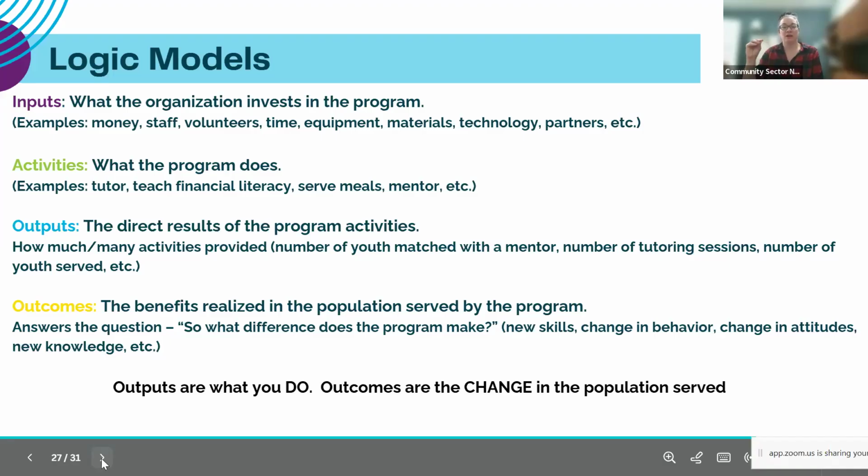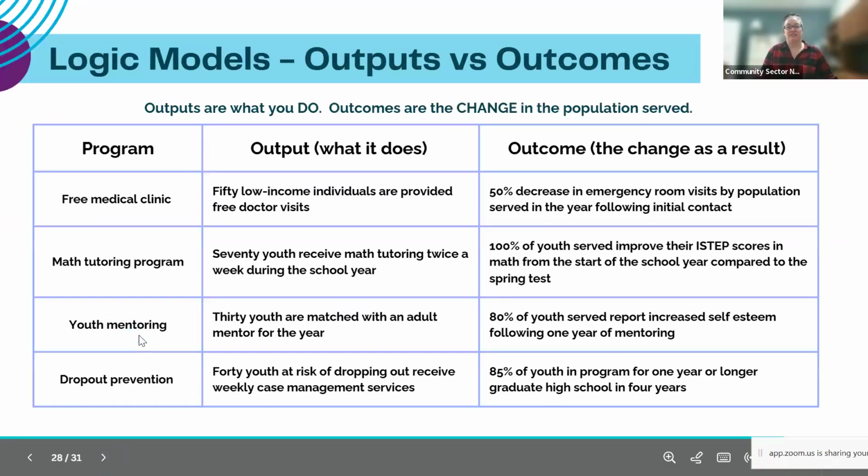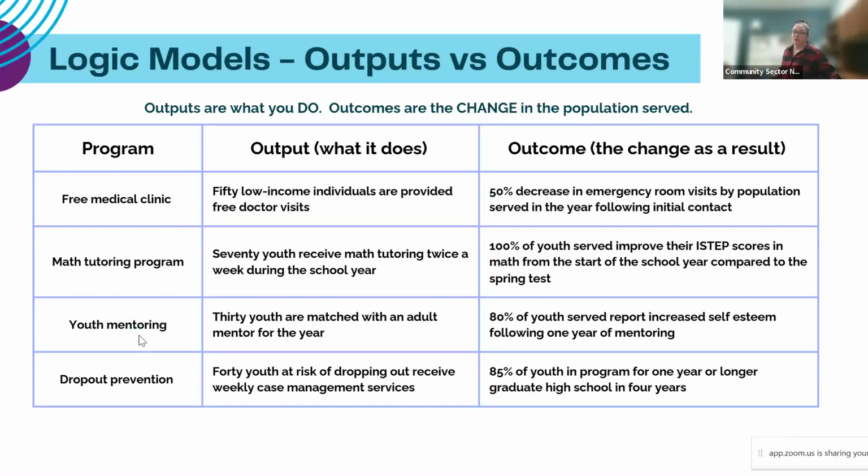So you want to think about asking the right questions in the context so that you are ready to determine how you're going to look at those outcomes down the road. So as I said, outputs are what you do, and outcomes are the change in the population. So I just have some examples to illustrate the difference between outputs and outcomes.